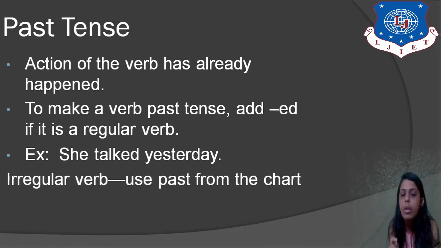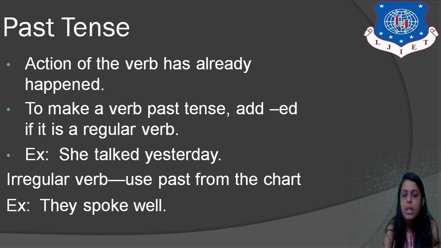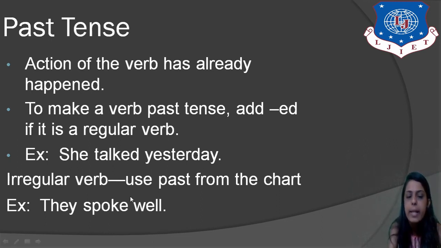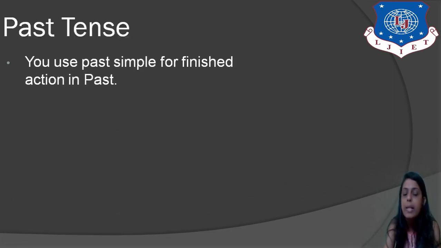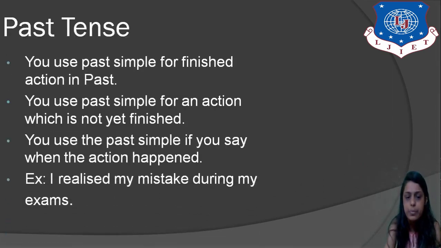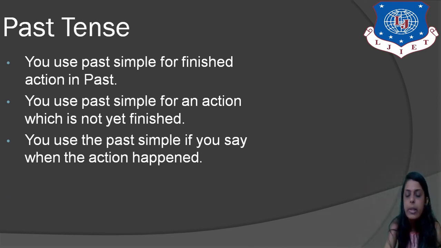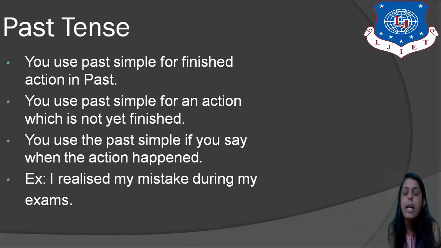For your irregular verb, use the past form from the chart. They spoke well. So sometimes if you are not able to add ed to the verb, what you need to do is change the form of the verb to past tense. They spoke well. Here we haven't added ed to the verb, right? Now, I am just continuing with the past tense, right? You use past tense for a finished action in the past.